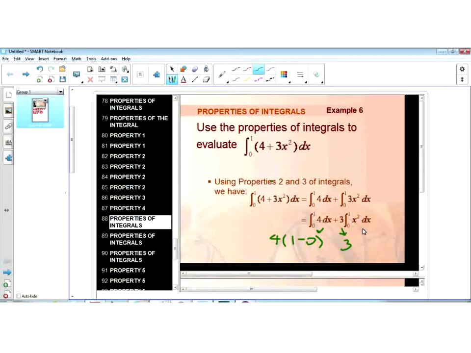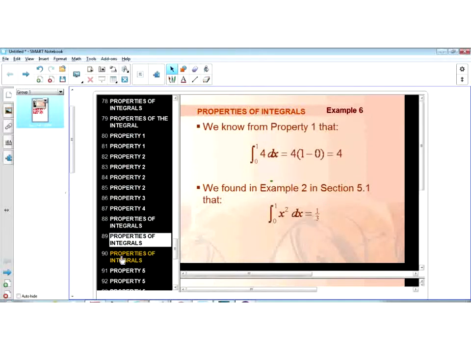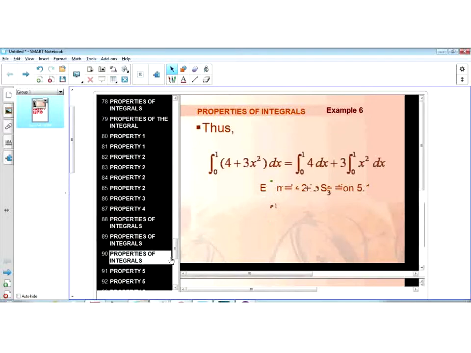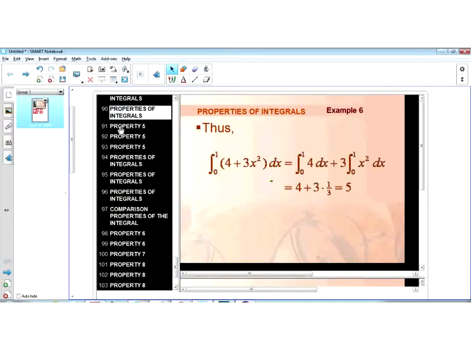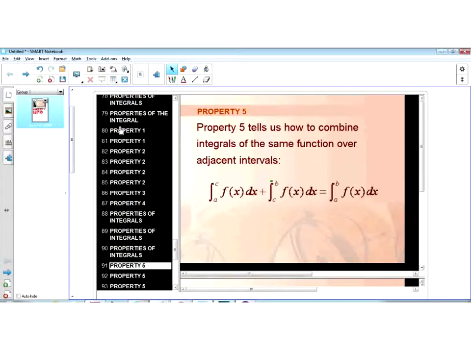And then this would be 3 times the definite integral from 0 to 1 of x squared. And in lecture 5.1, we showed that that was a third. Okay, so the answer would be 4 plus 1. So this is 5. Okay, so now we can do more complex type definite integral problems. So for sure you'll have web assigned questions like that.